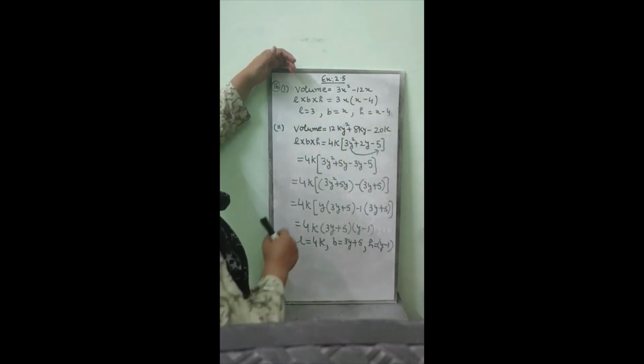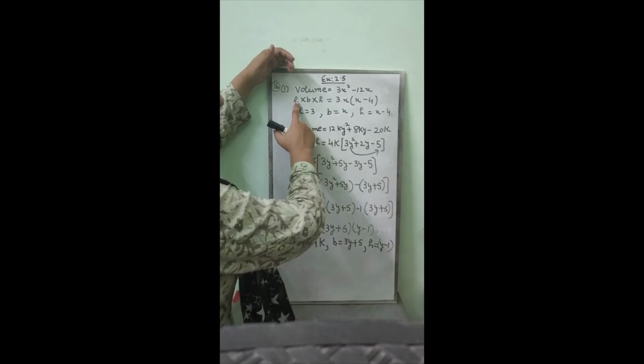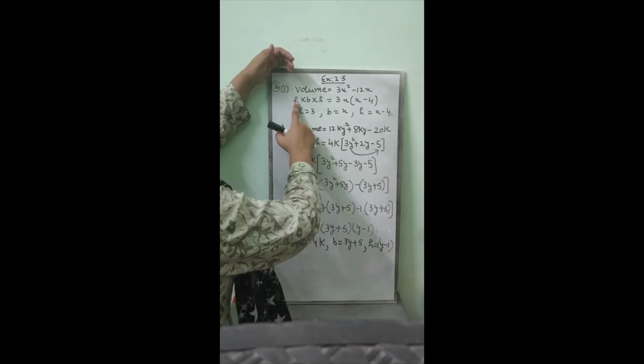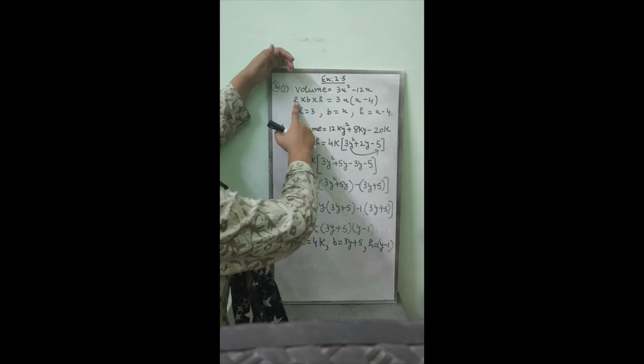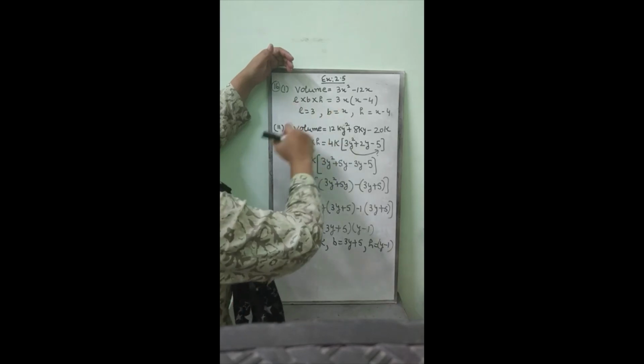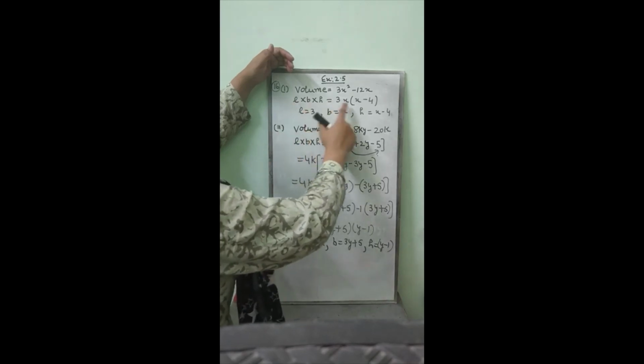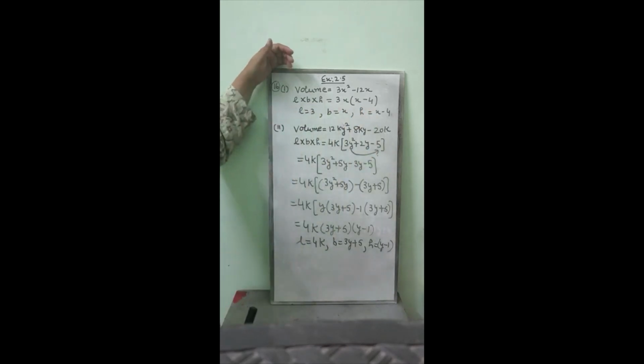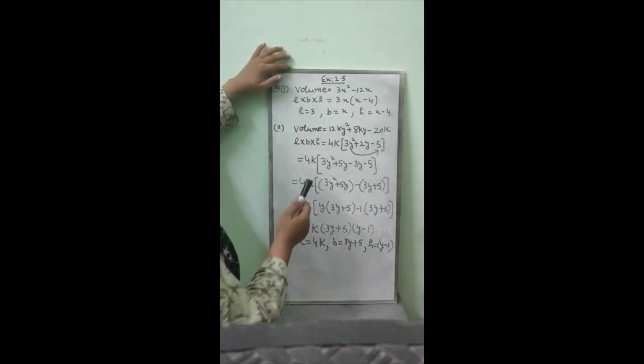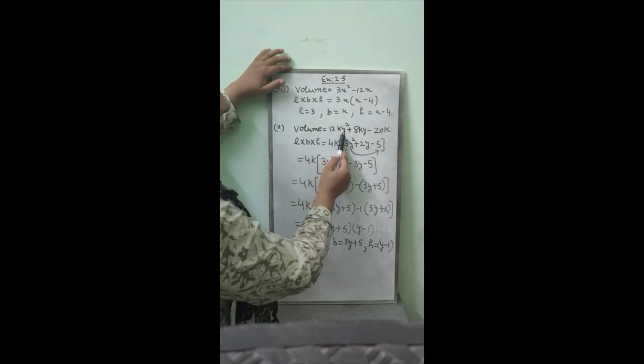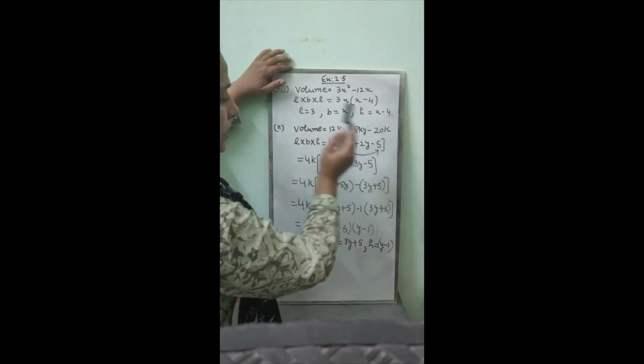Now we have got three factors. When we compare these three factors with length, breadth and height, the first value will be length, second value will be breadth and third value will be height. So length is 3, breadth is x and height is x minus 4. Is it clear? In the second part, the same way, volume is 12k y square plus 8k y minus 20k.